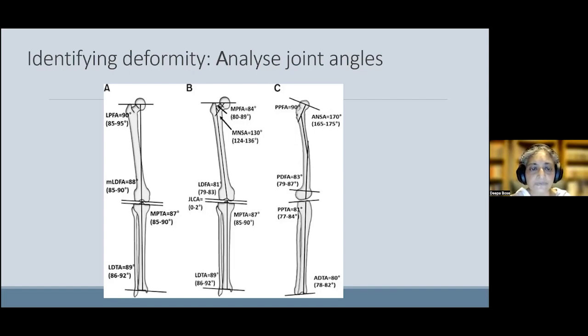So, for example, in the lower limb, around the knee joint, we tend to use the lateral distal femoral angle and the medial proximal tibial angle for deformities around the knee joint.